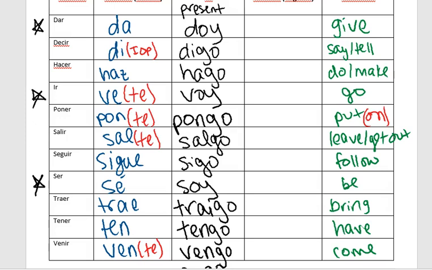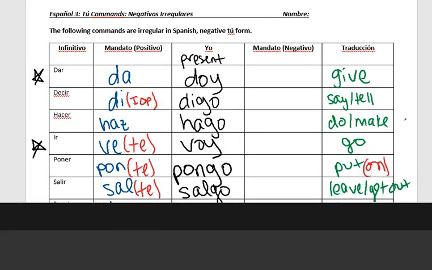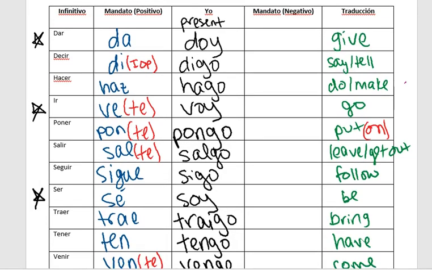Okay? So let's go through and put these negative commands in here. When we're looking at the negative commands, we're going to do the same ending. Dar is completely irregular, it's no des, and we've actually used this before. It doesn't seem irregular, but it is because it doesn't follow from the yo form correctly. For the yogo verbs, you're going to follow the exact same pattern for your other negative commands. You drop the O, and you put the opposite ending.